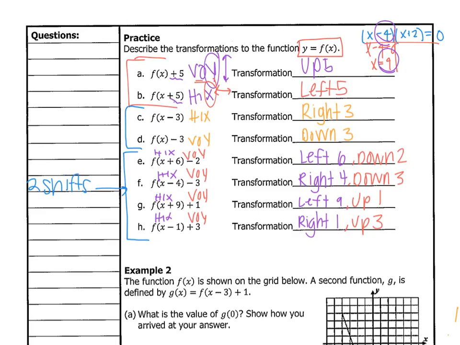Okay, so you can see my answers here for C through H. You can see that I was writing myself notes each question that I did. I said either HIX or VOY. And then when I got to the 2 shifts questions, E through H, I said, okay, I've got a HIX one and I've got a VOY one, a HIX one, a VOY one, and I took each one piece by piece. If you need more time to check your answers, just pause the video. Otherwise, follow along with me for example 2.